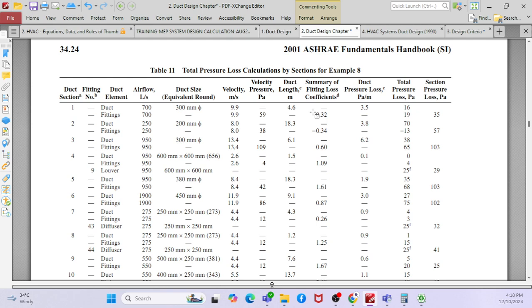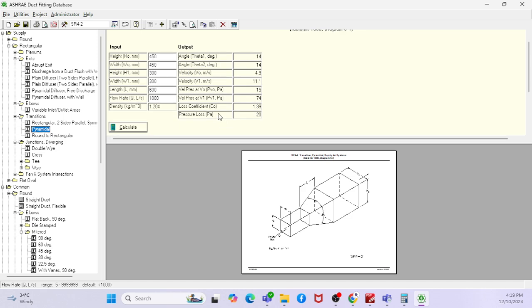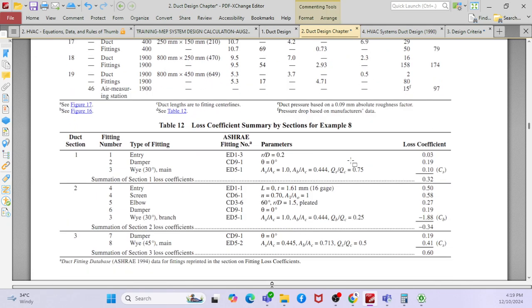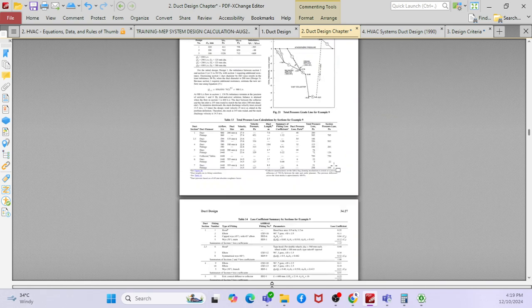So how to get this fitting loss? You can get this fitting loss from this software, right? The fitting loss coefficient is given here. Clear, right? From there also you can get this value. Understood. And if you want to get the value, is there another table? Yes, ASHRAE is itself here. It is here.